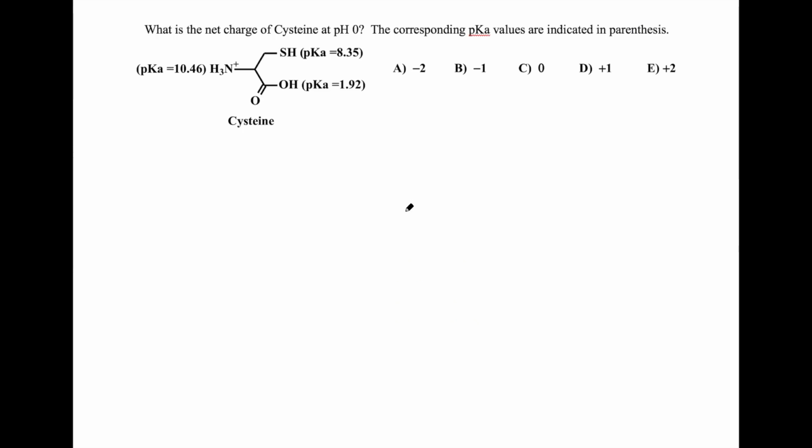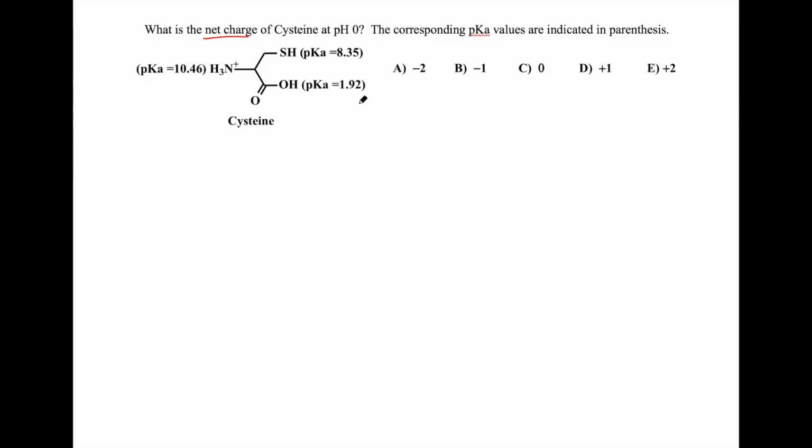For this problem, we're interested in finding the net charge of cysteine at a pH of 0. Okay, so what does that mean? For the net charge, we're going to focus on whether this NH3 here, this amine group, is protonated, whether this SH right here is protonated or deprotonated, and whether this OH is protonated or deprotonated. These corresponding pKa values are going to help clue us in on that.